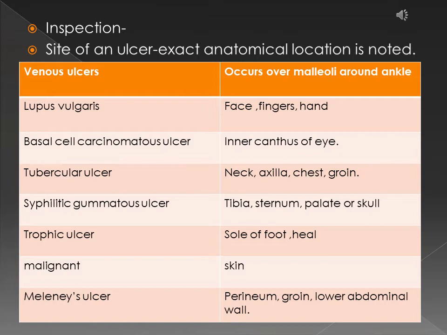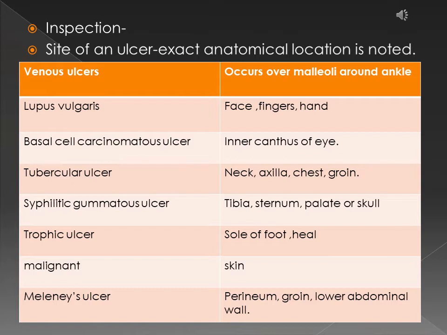For example, venous ulcer occurs over malleoli around the ankle. Lupus vulgaris occurs at face, finger and hand. Basal cell carcinomatous ulcer is mostly seen at the inner canthus of the eye. Tubercular ulcer is mostly seen on neck, axilla, chest and groin region. Syphilitic or gummatous ulcer is mostly seen on tibia, sternum, palate or skull.